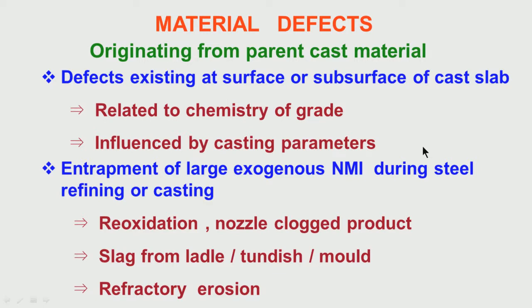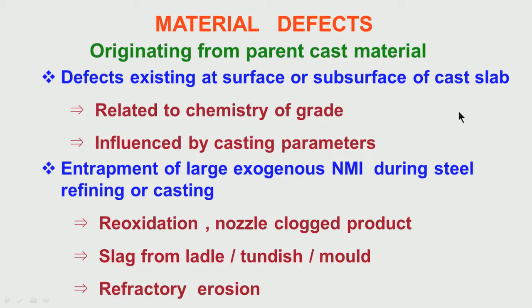Also casting parameters as such, if there is some irregularity, that might generate some defect. So both are important, that is why I am mentioning the defects existing at the surface or subsurface of the cast slab can be due to both. Then another important source, as I mentioned, is entrapment of large exogenous NMI during steel refining or casting. So this is one source, another source is defects as such, that means crack, lamination, whatever.